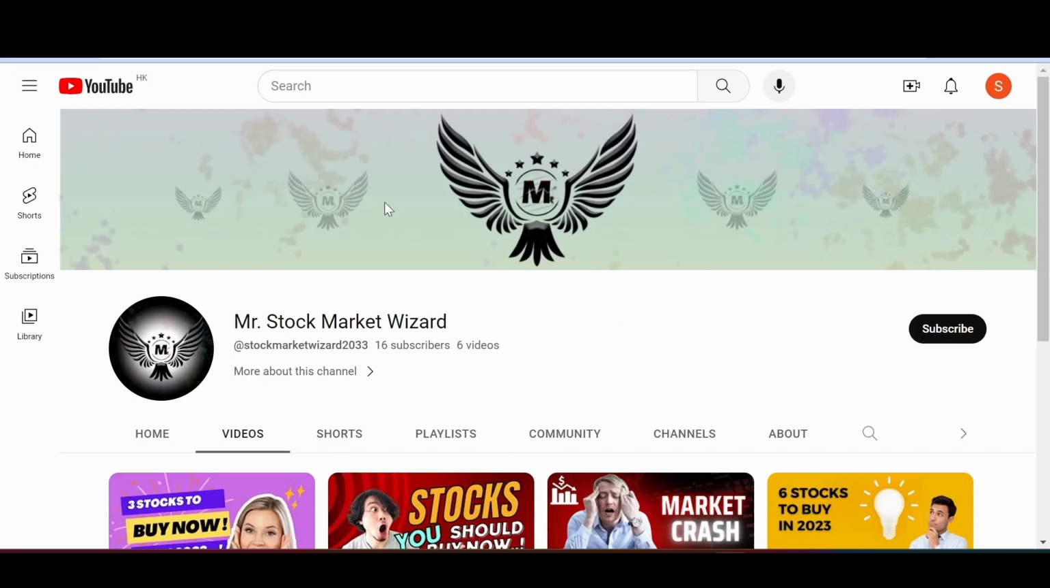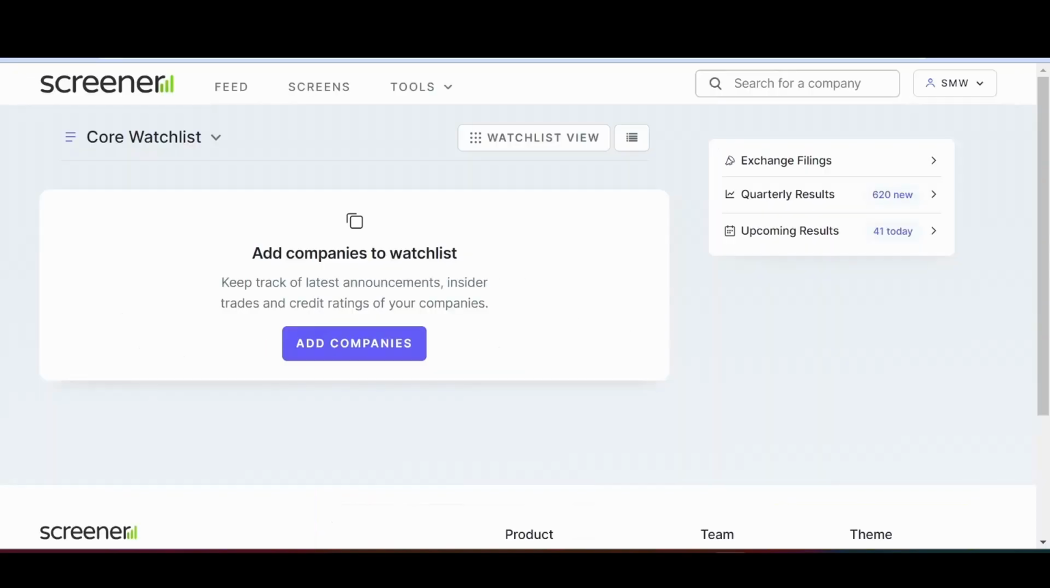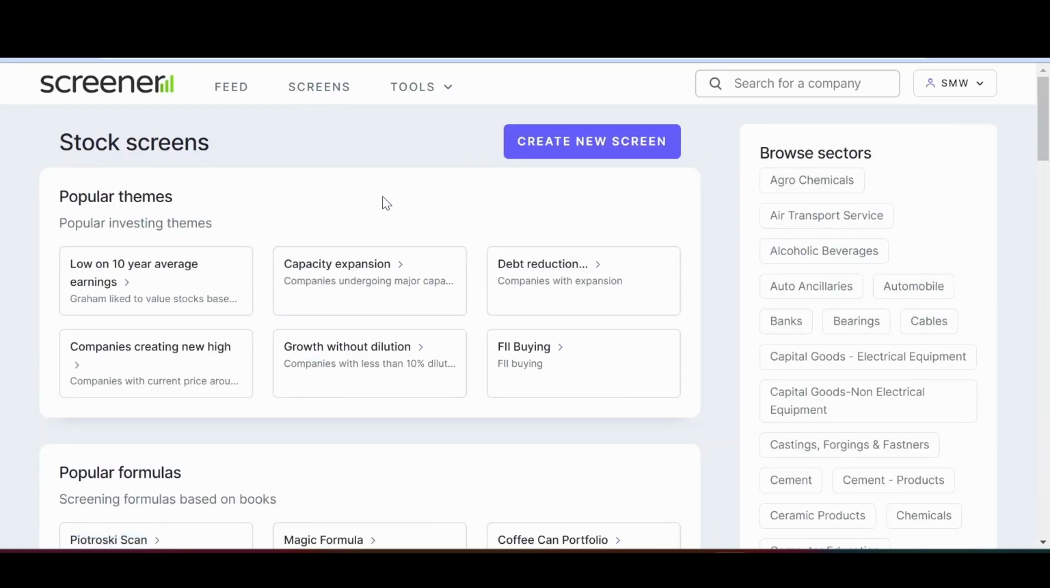For that, we need to go to the Screener website. So let's go to screener.in. This is the Screener homepage. Here, we need to go to the screens section. They have already given some default themes, but we are not interested in those. So let's create a new screen for ourselves.